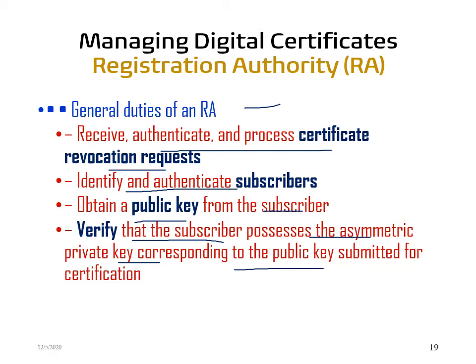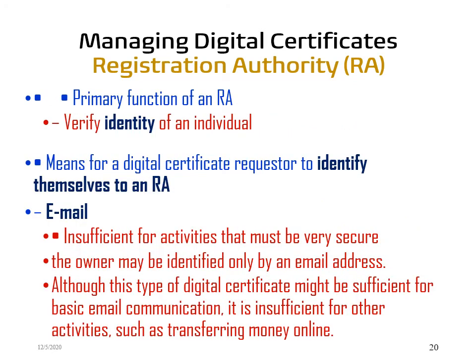The digital certificate, right? In the digital certificate, the CA is actually generating the public and private key. So that has to be verified, right? So for this public key, this is the verified private key. So that has to be verified. So everything has been done by the RA. So the primary function of an RA is to verify the identity of an individual, right? So this is the very primary function of an RA.